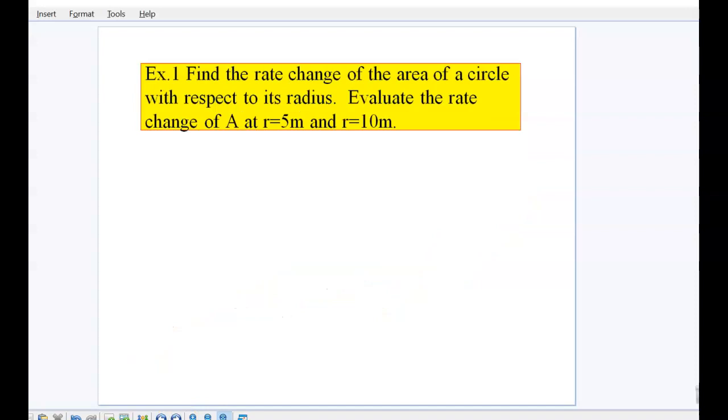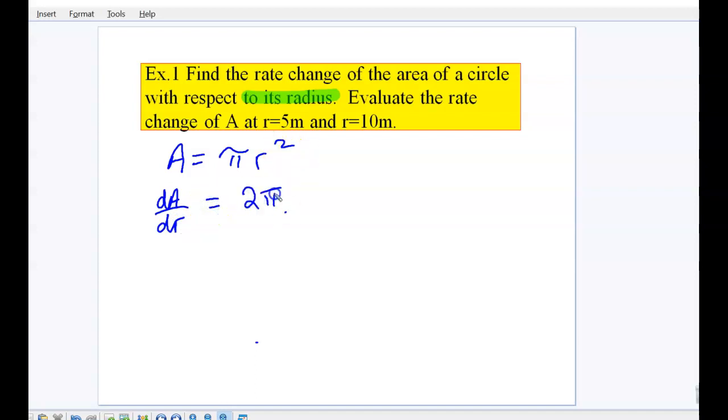Example 1, we're asked to find the rate of change of the area of a circle with respect to the radius, and they want us to evaluate the rate of change of A when the radius is 5 and the radius is 10. So to start with, we're going to start with the formula for the area of a circle. Area is pi r squared. And we want to take the derivative with respect to the radius. So that means our variable of differentiation is r. So that means dA/dr, which is the change in area with respect to the change in radius.